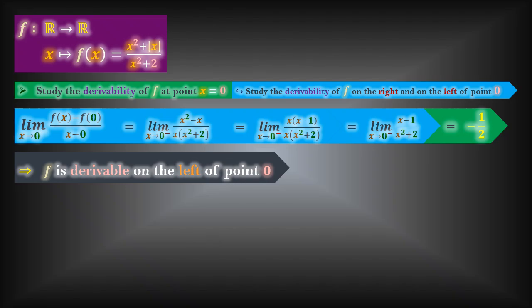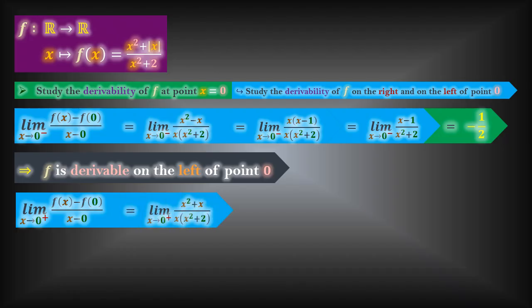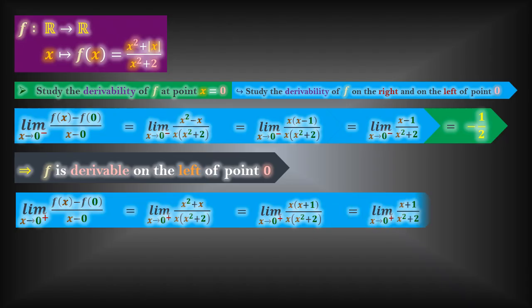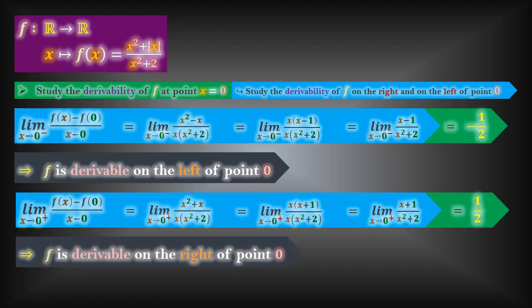Now consider x approaching 0 through positive values. The difference quotient becomes (x to the power of 2 plus x) divided by x multiplied by (x to the power of 2 plus 2). Factoring x from the numerator gives x multiplied by (x plus 1), divided by x multiplied by (x to the power of 2 plus 2). After simplification, we obtain (x plus 1) divided by (x to the power of 2 plus 2). Its limit is equal to 1 divided by 2. Therefore, the function f is derivable on the right of 0, and its right derivative at 0 is equal to 1 divided by 2.